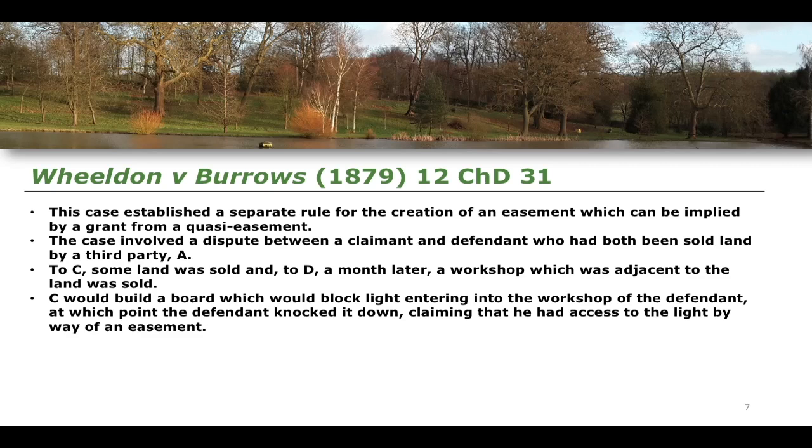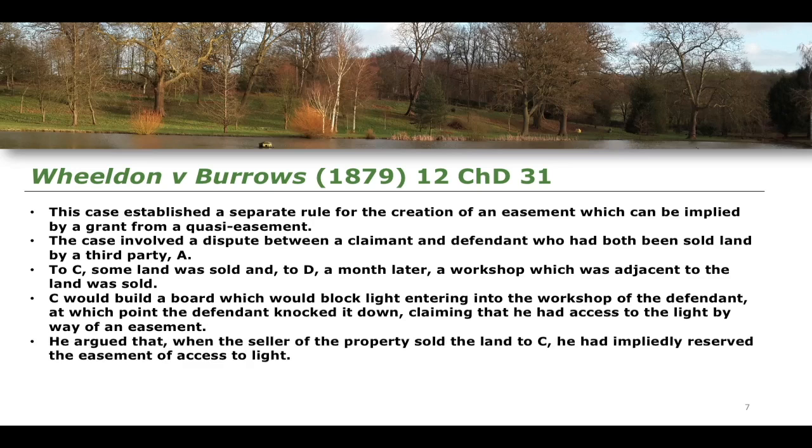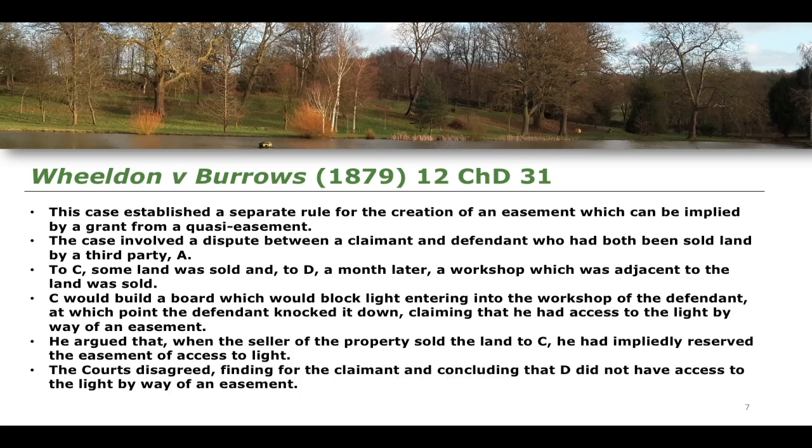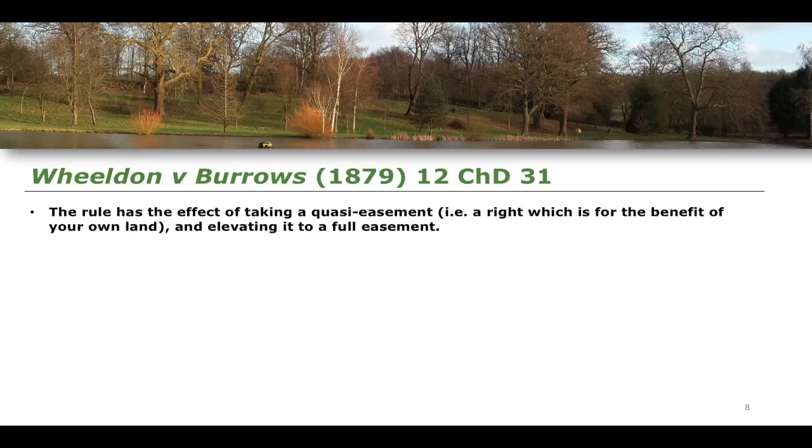If you want to read the facts of the case, you can go and do so. But they argued on the basis of this that there was access to light that was implied through their easement. And it was argued that when the seller of the property sold the land to the claimant, he had impliedly reserved the easement access of light. There's access to light easement. The courts actually disagreed with that, and they found for the claimant, and they concluded that the defendant did not in fact have access to the light by way of an easement.